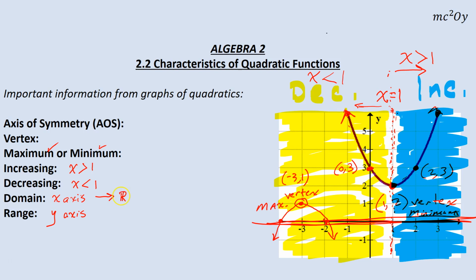And I like to use that little abbreviation there. You could also write out all real numbers. You could probably spell out the word numbers, but all real numbers. Now, in terms of the y-axis, you gotta think. I like to read my arrows.